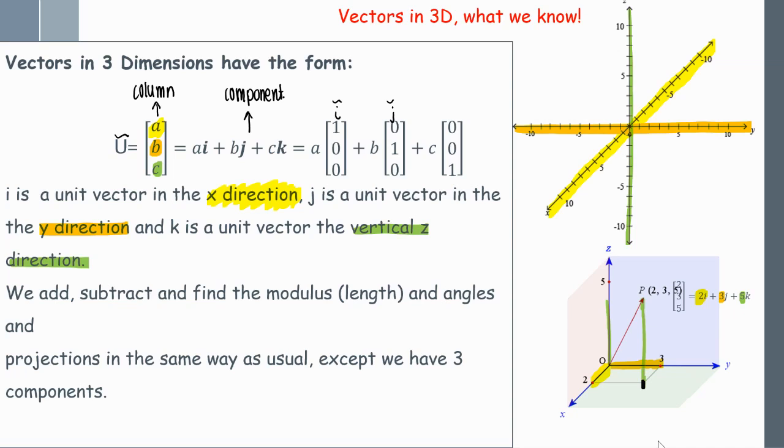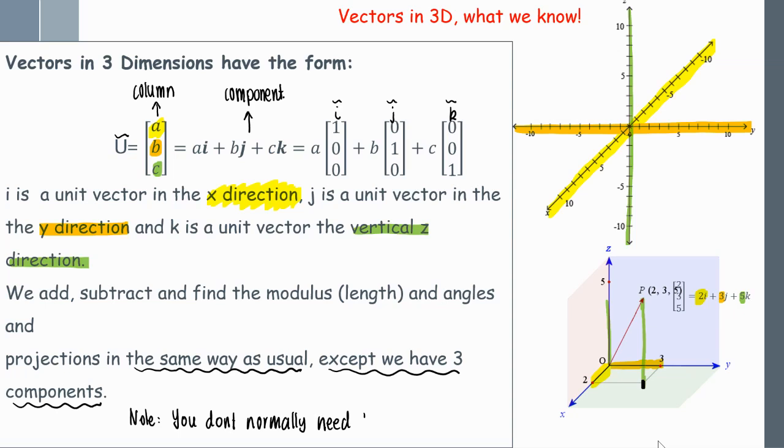We can, like usual, change column vectors to component form vectors. So if we have vector u is equal to A, B, C, in component form, this will be A times i, where i is the unit vector in the x direction. We'll have plus B times j, where j is simply the unit vector in the y direction. And we'll have Ck, where k denotes the unit vector in the vertical direction.